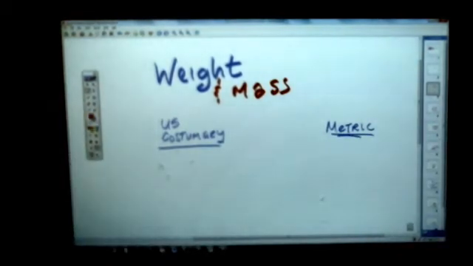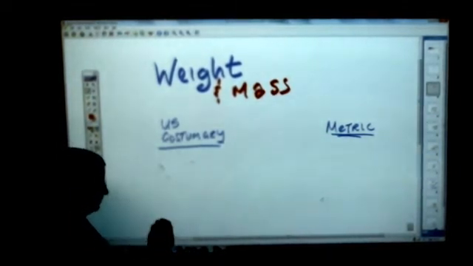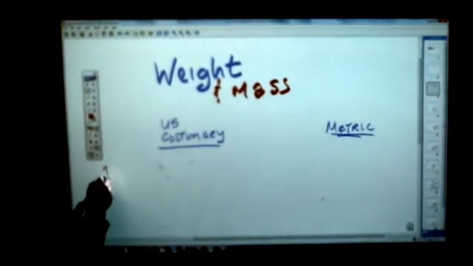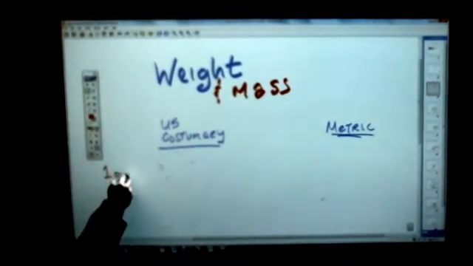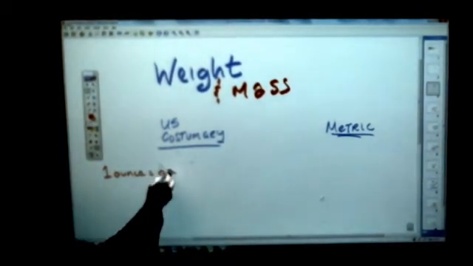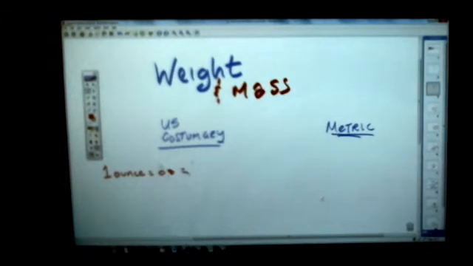In our U.S. system, at least there's not a lot of different things that you can do. We have ounces, which for some reason we abbreviate as OZ, even though there's no Z in that. What is something that weighs about an ounce? Anybody know?